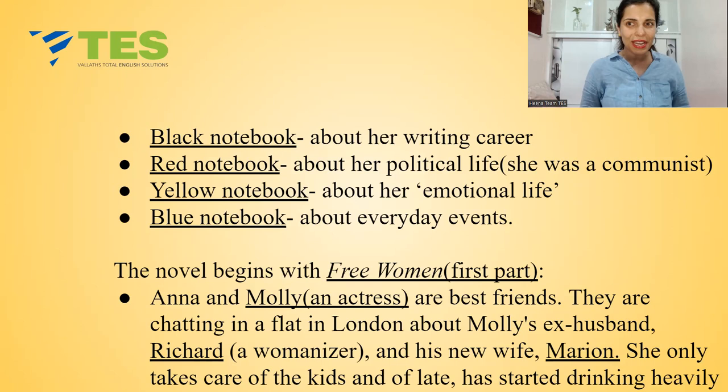Okay. So first I will start with the Free Women's first part. And how many parts Free Women has? Tell me. Five. Okay. So let's start with the first part. Anna and Molly. Molly is an actress. They are best friends. They are chatting in a flat in London about Molly's ex-husband, Richard, who is a womanizer and a successful businessman. And Richard's new wife is Marion. Marion only takes care of the kids. She's like a domestic help. And of late, Marion has started drinking heavily. This is what Anna and Molly, who are best friends, are talking about right now.